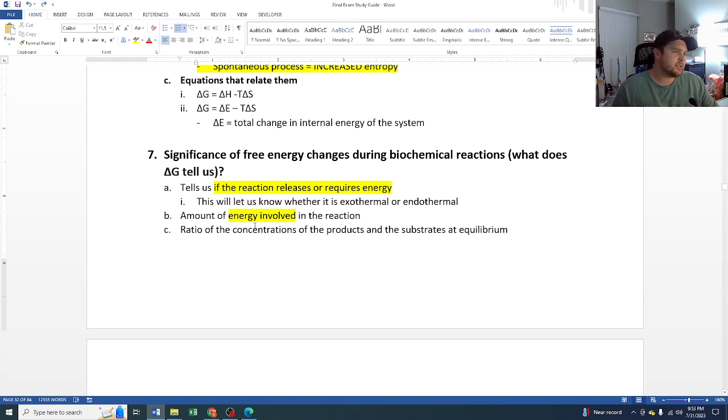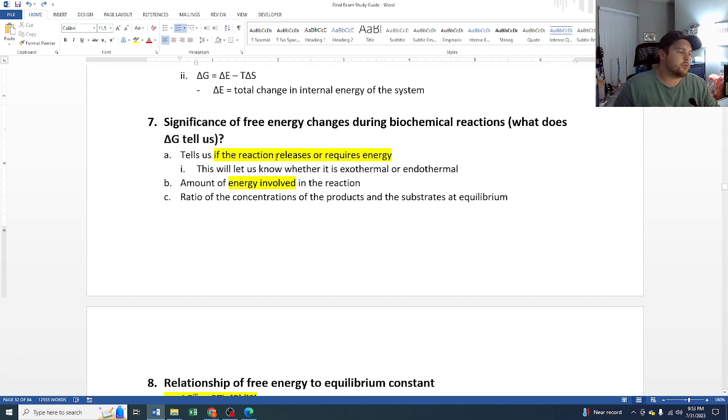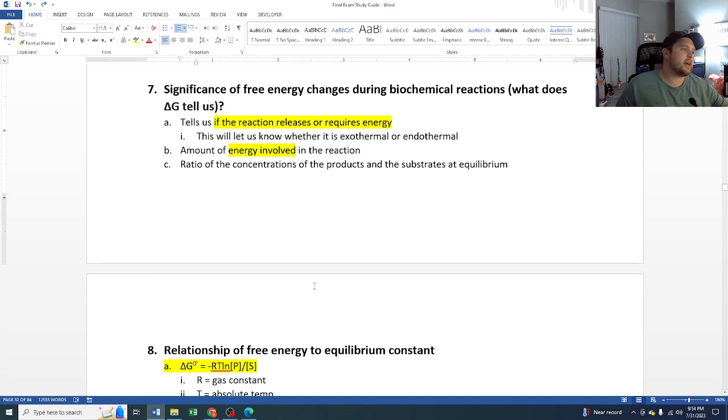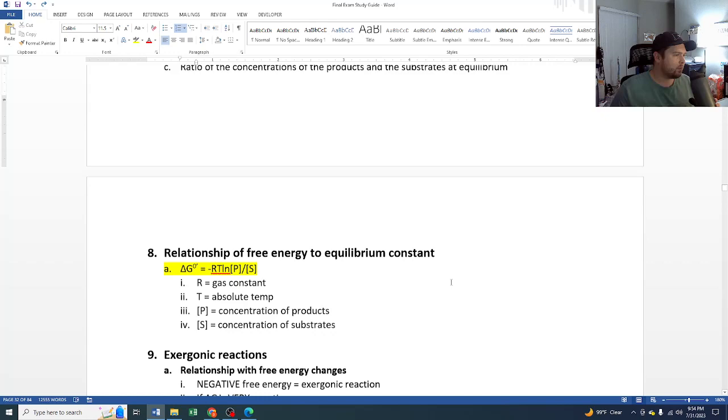So the free energy is going to tell us if the reaction is going to release energy or if it's going to require or absorb energy. This gives us the comparison of exergonic, which is releasing, or endergonic, which is absorbing or requiring energy. It also will tell us the amount of energy involved in the reaction and the ratio of the concentration of the products and the substrates at equilibrium.